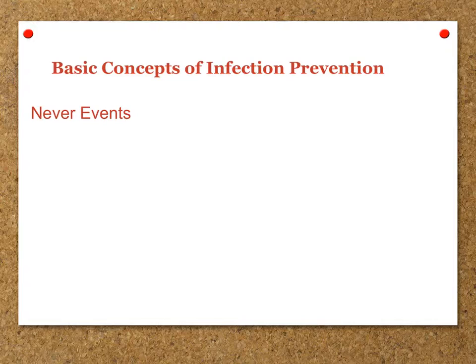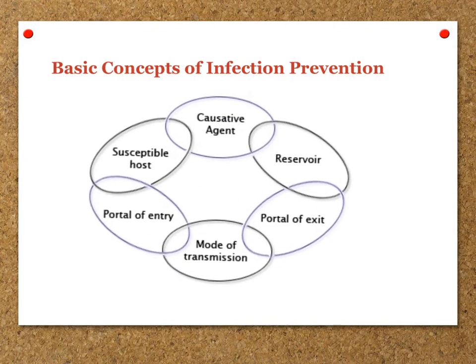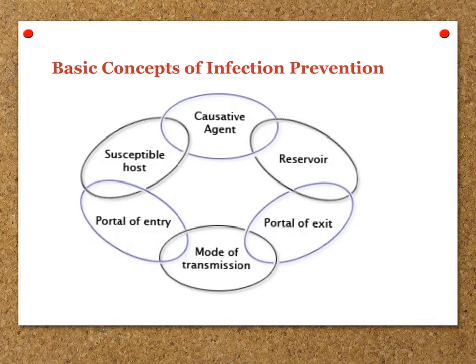We have, let's see, I'm going to start talking about the chain of infection because there are 6 links, any one of which, if you interrupt, you will break the chain of infection and hopefully prevent one. So we have first the causative agent. A causative agent is the microorganism. It can be bacterial, viral, fungal, a protozoa, or a parasite, but these are the agents that make people sick.